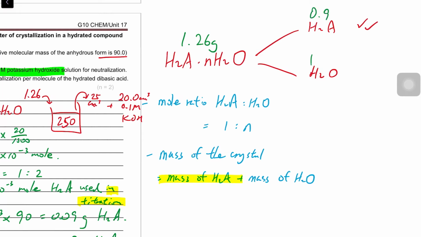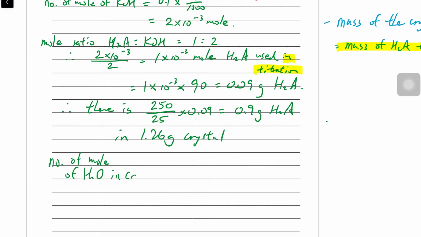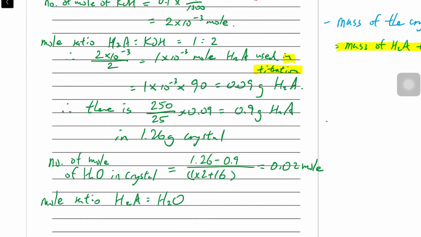So the rest of it is the mass of water in the crystal, and for the number of moles of water, don't forget to divide over the molar mass of water. During the quiz, test or examination, you need to find it from the periodic table given. No need to memorize. And it is 0.02 mole. So finally, we can find the mole ratio between H2A and water.